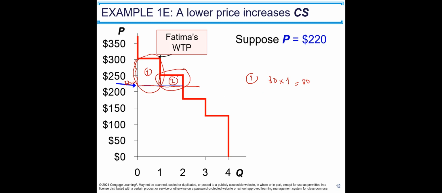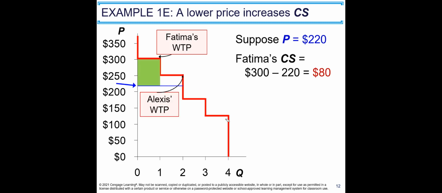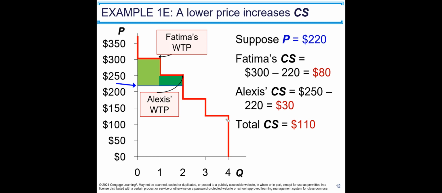Now let's calculate the second area. For the second area, I first need the height, which is 250 minus 220, 30, times 1, 30. So the total consumer surplus is the sum of these two areas, 80 plus 30, which is equal to 110. So the consumer surplus is equal to 110 when the price is 220. You can see now on the slide, the green shaded area is 80 and the dark green shaded area is 30. So the consumer surplus is 110.